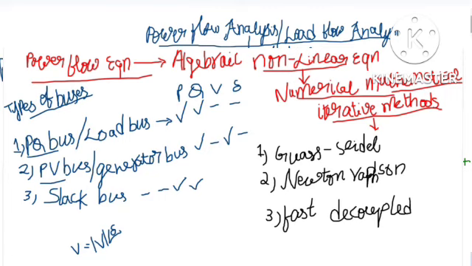Now, what is the slack bus? In the slack bus, P is not given and Q is also not given, voltage is given, and delta is given. So we have three types of buses: slack bus, PV bus, and PQ bus. In the PQ bus, P, Q are known and V, delta are unknown. Whereas in the PV bus, P, V are known and Q, delta are unknown. In the slack bus, V and delta are known and P, Q are unknown.